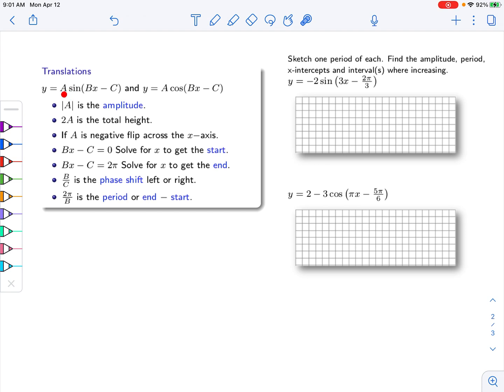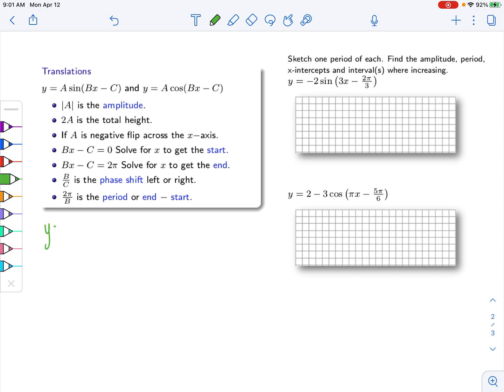Y equals A is the amplitude. Bx minus c gives me either that phase shift or period change, or both. And then I got some information here. Use it as you will. It's kind of nice and laid out for you. So let's just jump in. If at any point you have questions, write them down so you can bring them to class with us.